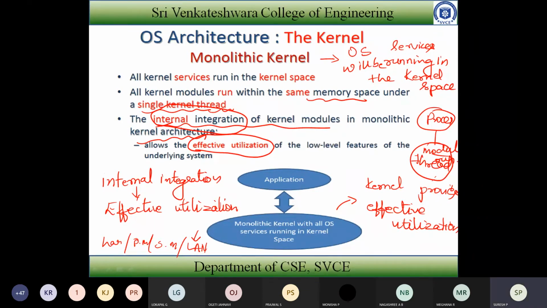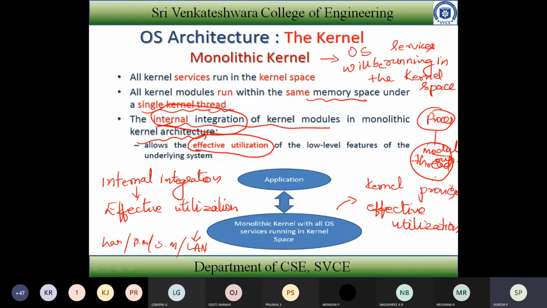In the microkernel, it is going to have the limited features. Whatever features are required, only those features it is going to take. Apart from that, it is going to remove all other features which are not required. So basically, it allows the effective utilization of the low level features of the underlying system.